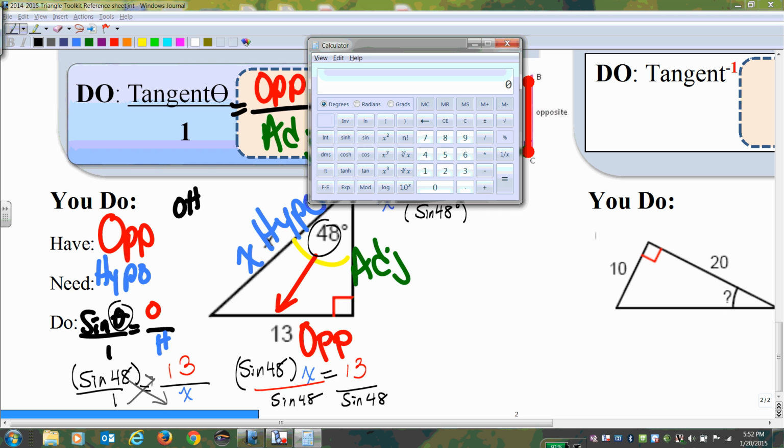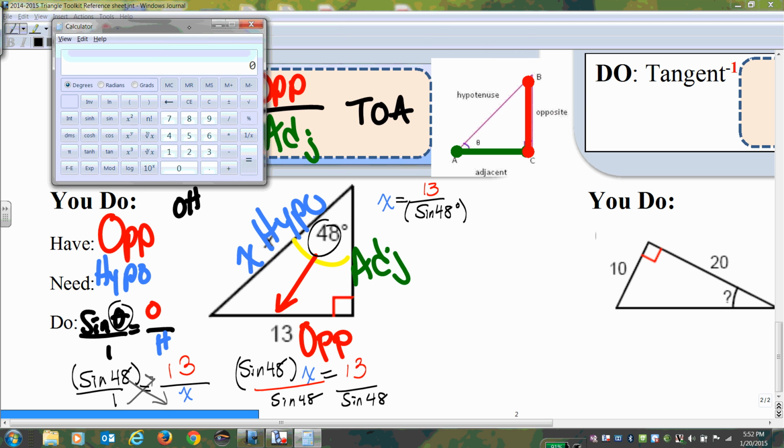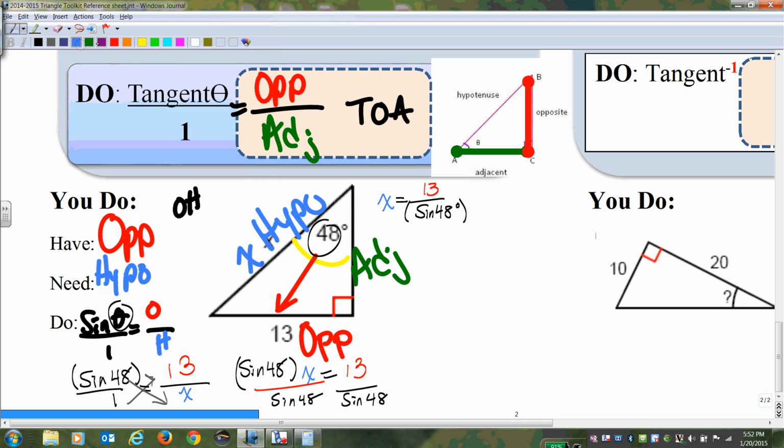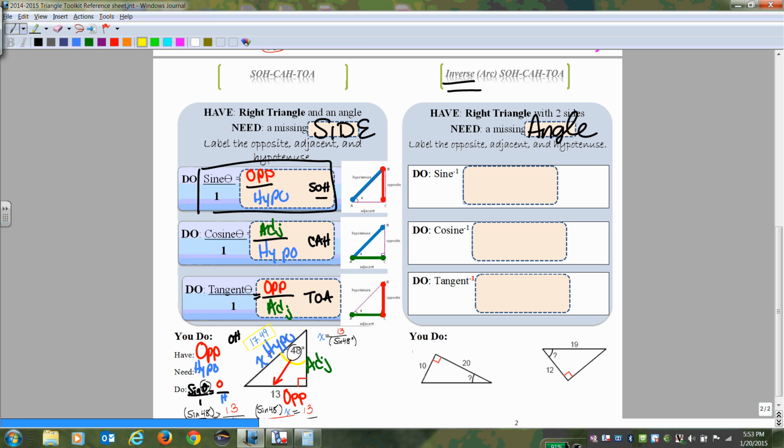On your calculators, most of you know how to use your own calculators. I'll show you on my computer calculator. We're going to go 13 divided by, I have to do 48 sine, notice that up at the top, equals, let's take it to the second decimal place, 17.49. So 17.49 is my hypotenuse, as an example of you using SOHCAHTOA to find sides.